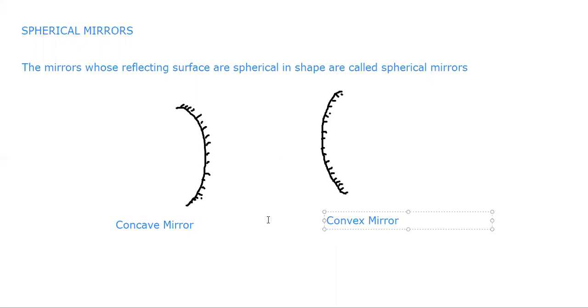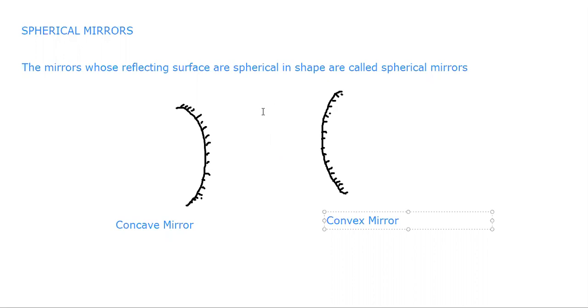Now if you want to define concave and convex, you will define concave as: the spherical mirror whose reflecting surface is inwards is known as a concave mirror. And if you want to define a convex mirror, you will say: the spherical mirror whose reflecting surface is outwards is known as a convex mirror. So these are the two types of spherical mirrors.